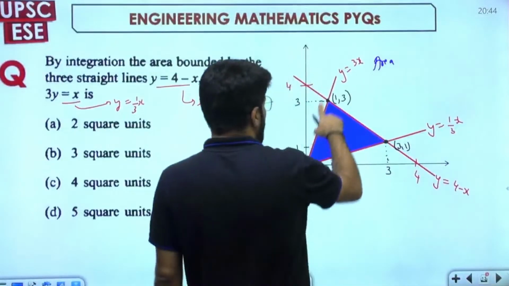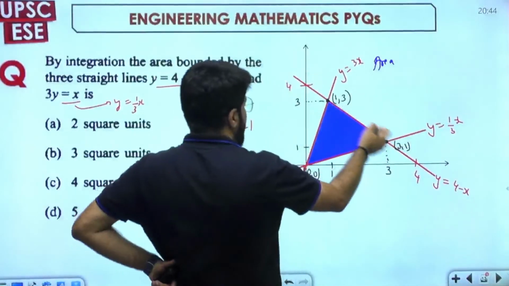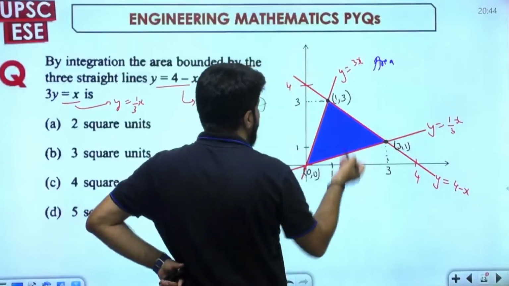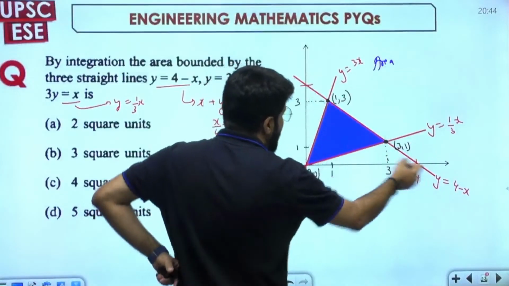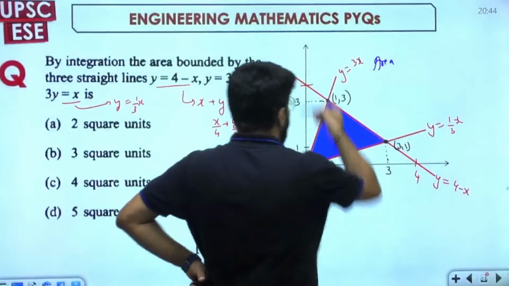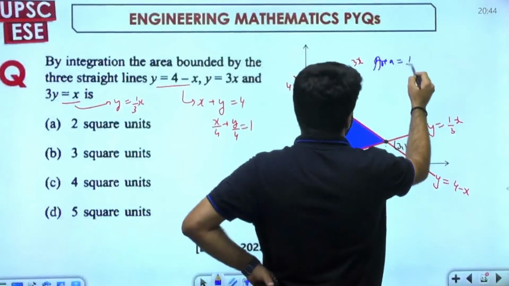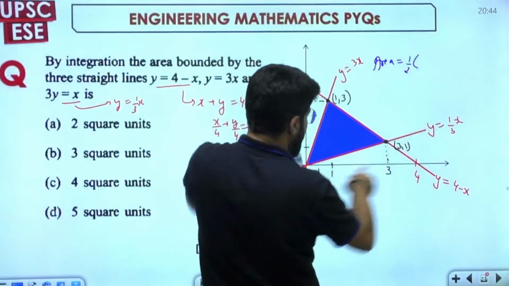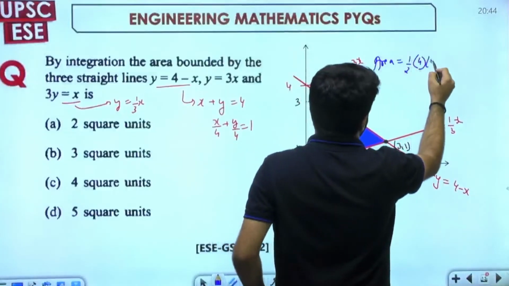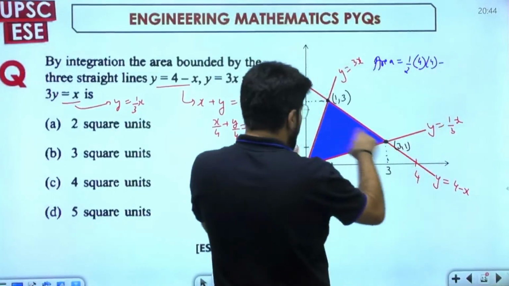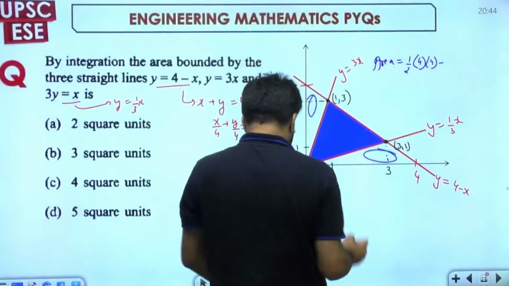See, for the area of this triangle, you may require the length of the sides of the triangle. Don't spend that much time. Take the entire bigger area. What is this bigger triangle area? Half into base into height. Height 4, base 4, minus the area of these two smaller triangles.